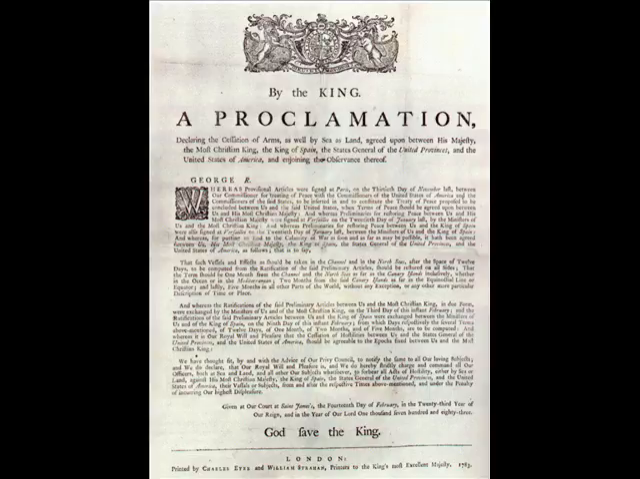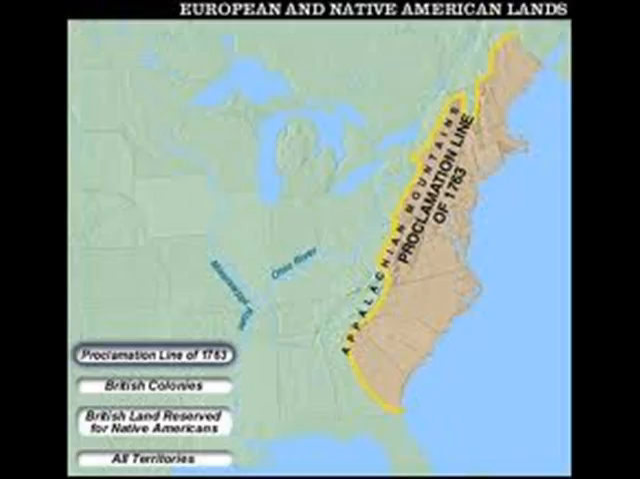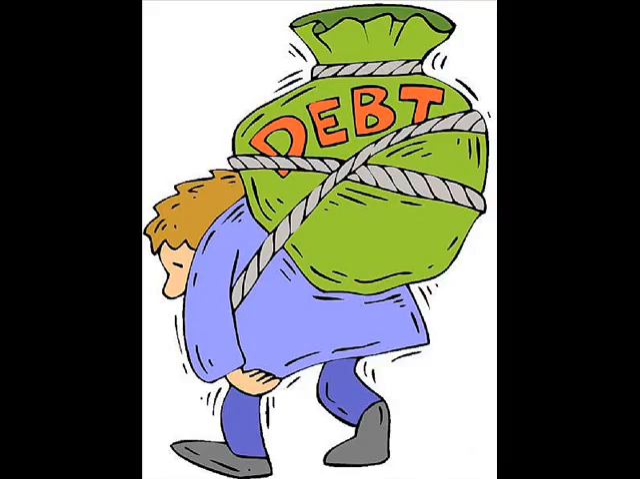The proclamation created a boundary out of the Appalachian Mountains, stopping the colonists from settling further west. This stopped them from expanding geographically and economically. The proclamation was another way for Britain to take control of the colonists.